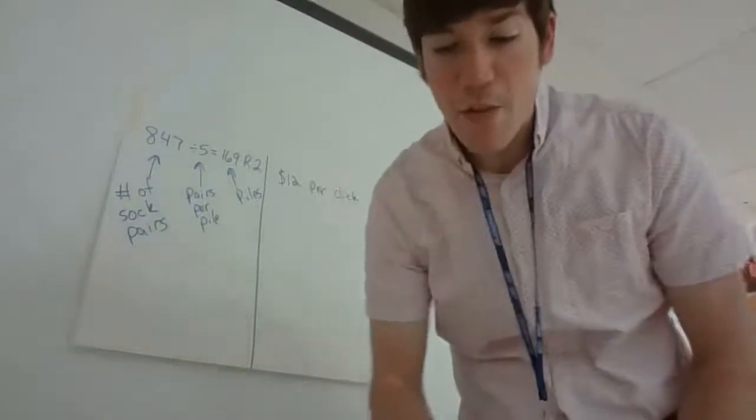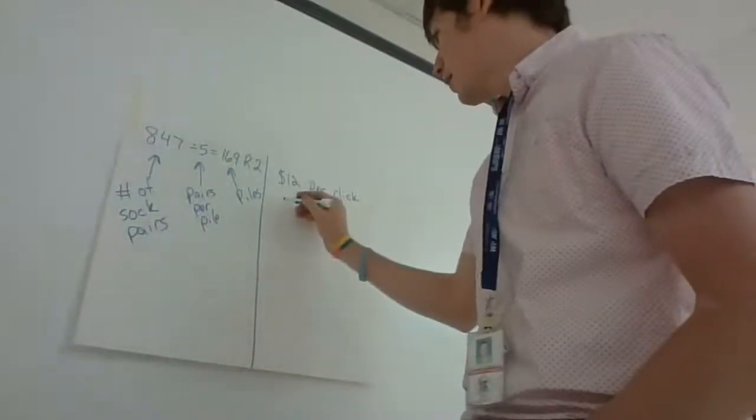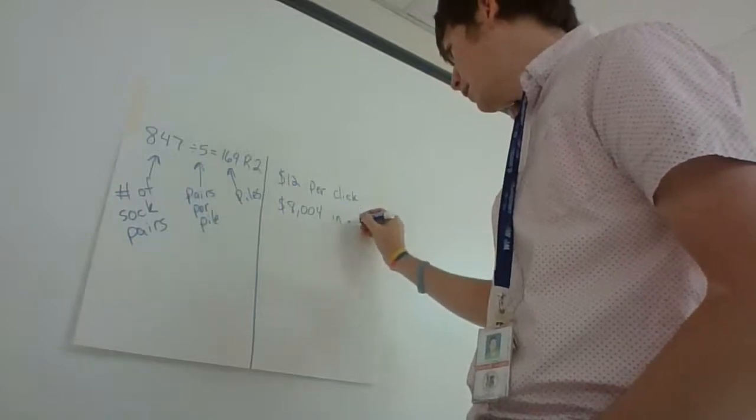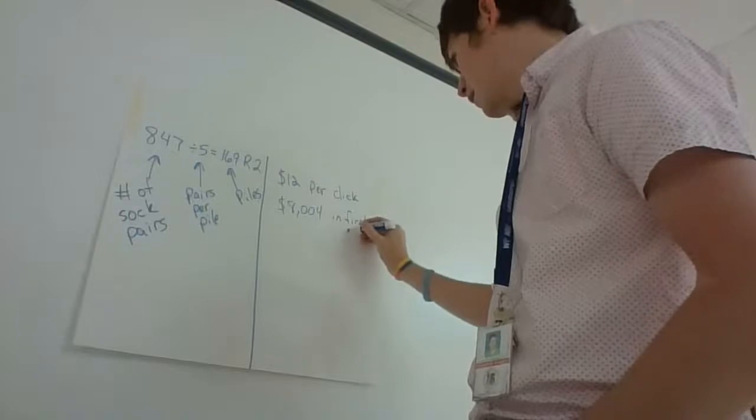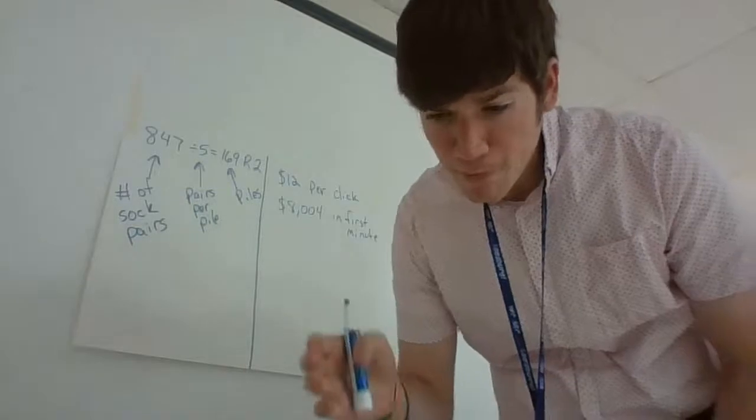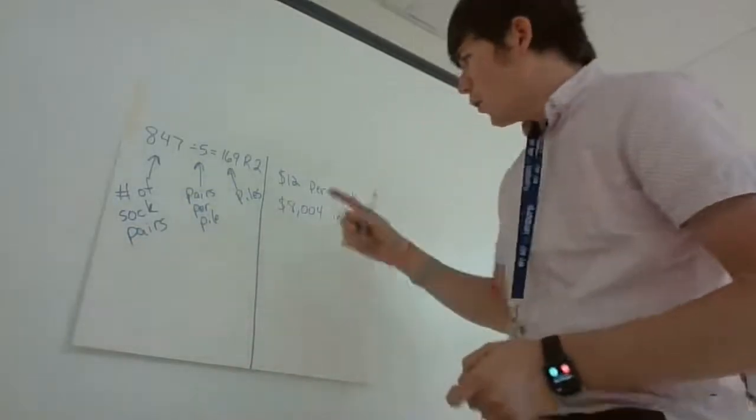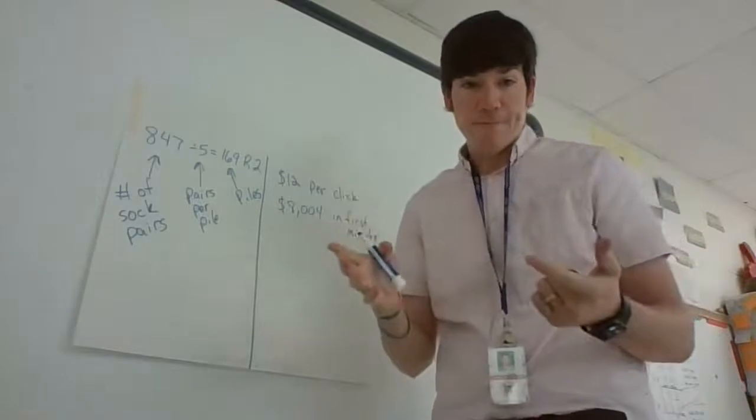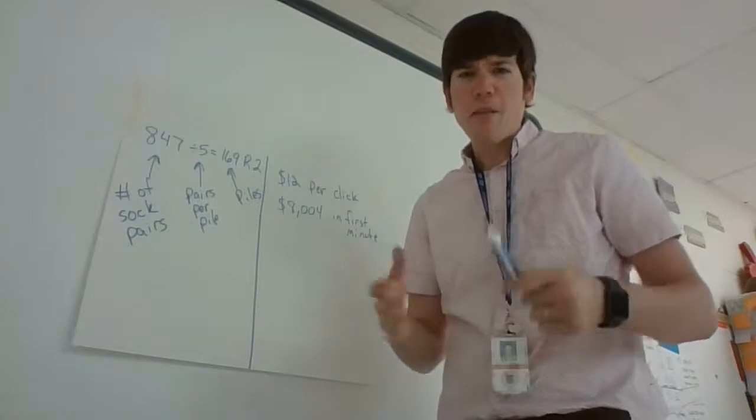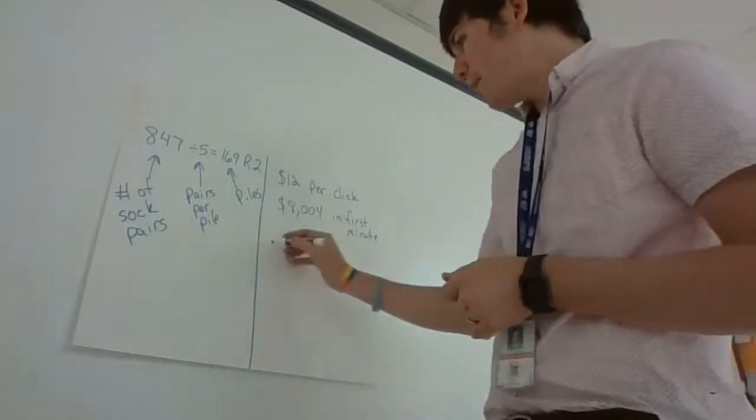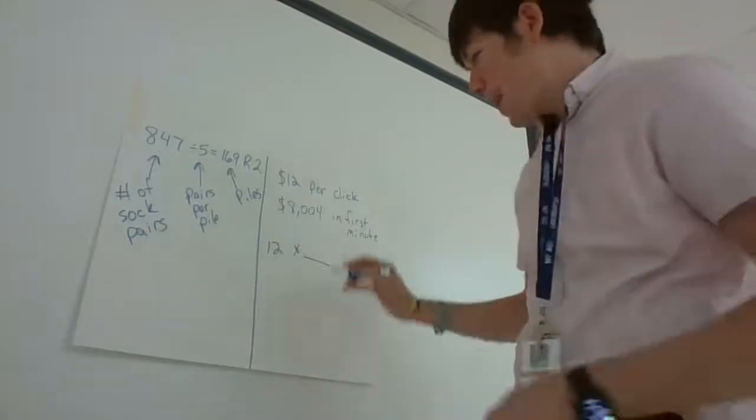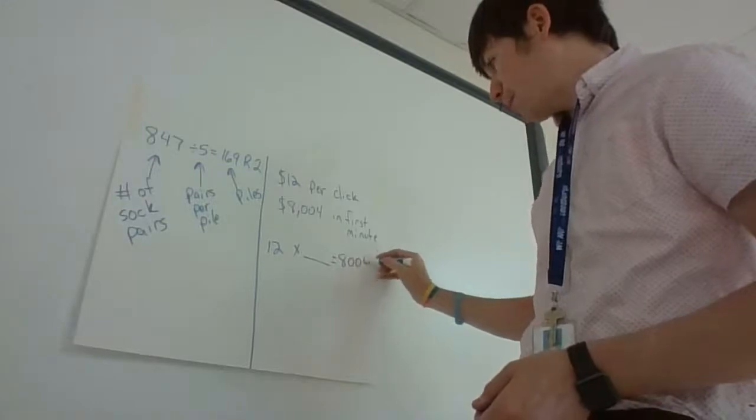Now, in the first minute that the button was live, they made $8,004 in first minute. And our question here is asking, how many times was the button clicked? Well, we know that they make $12 per click. And we know that they've made $8,000. We just don't know how many times it was clicked. So in my mind, the first thing that pops in my mind is I'm thinking, well, 12 times something must be 8,004.